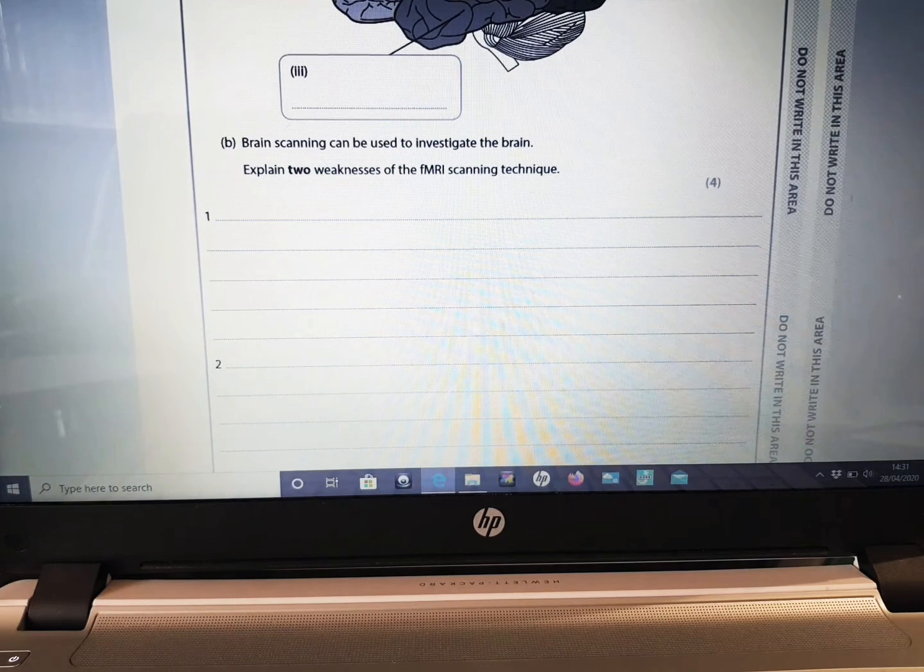These kind of questions people tend to lose marks on for not justifying and explaining why it is a weakness. So for 4 marks, you must identify 2 weaknesses of an MRI scan and also explain why those are weaknesses, okay, for 4 marks.